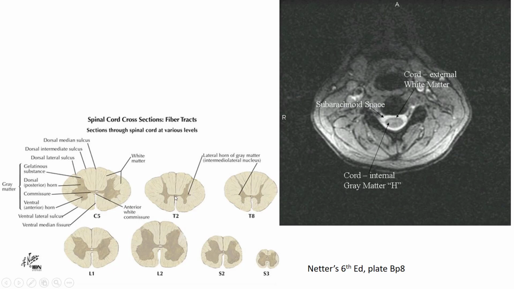And there's a little dot in the central part of each one of these, and that is the central canal. Just a very small space in between there, and that's why we don't often get to see it on an MRI scan unless there's something abnormal about it.